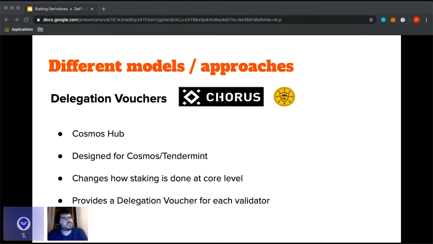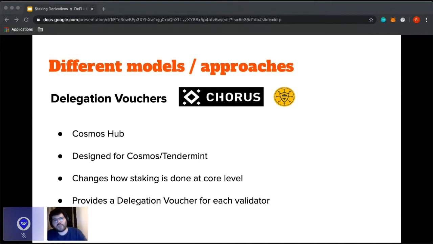So this solution is built for Cosmos Hub, and it's designed for Cosmos and Tendermint. So the idea is that the original design is going to work mainly on Tendermint-based blockchains. The idea for delegation vouchers is that we are going to change how staking is done, and we are going to generate these delegation vouchers directly on the Cosmos Hub.